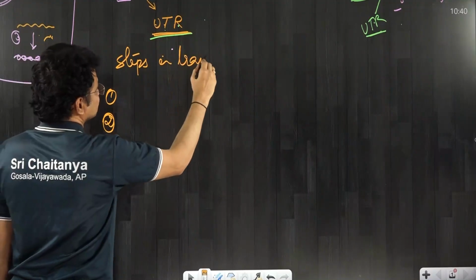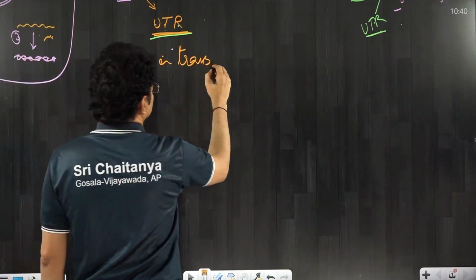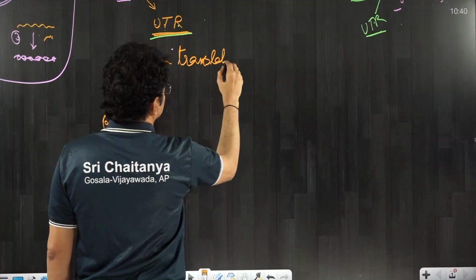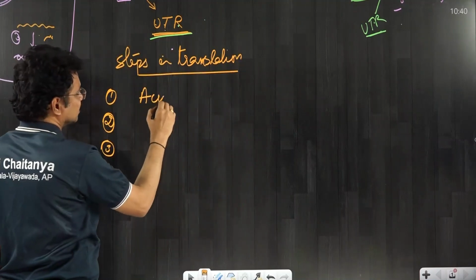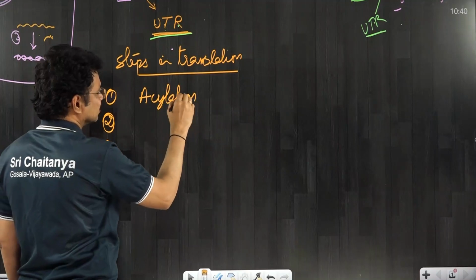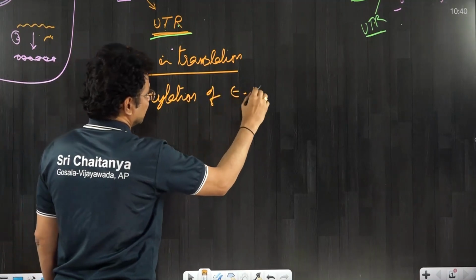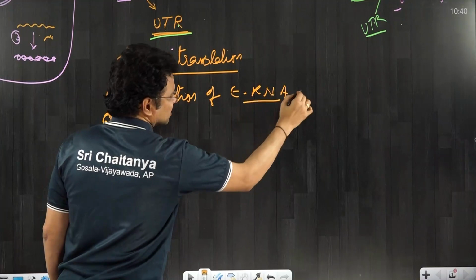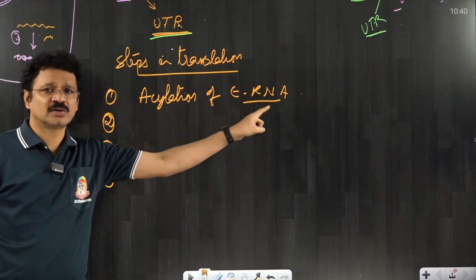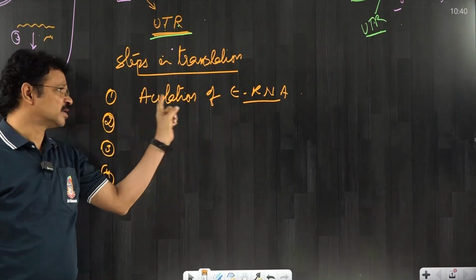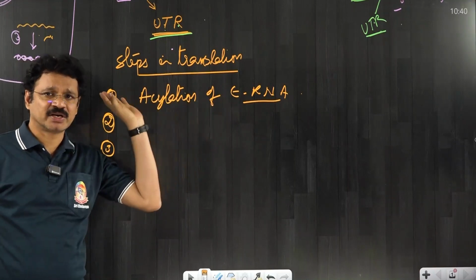Steps in translation. Step number 1, charging, nothing but acylation of tRNA. You already learned this just recently. Attachment of an activated amino acid to the tRNA molecule is known as acylation. It is a completely enzyme-catalyzed phenomenon.